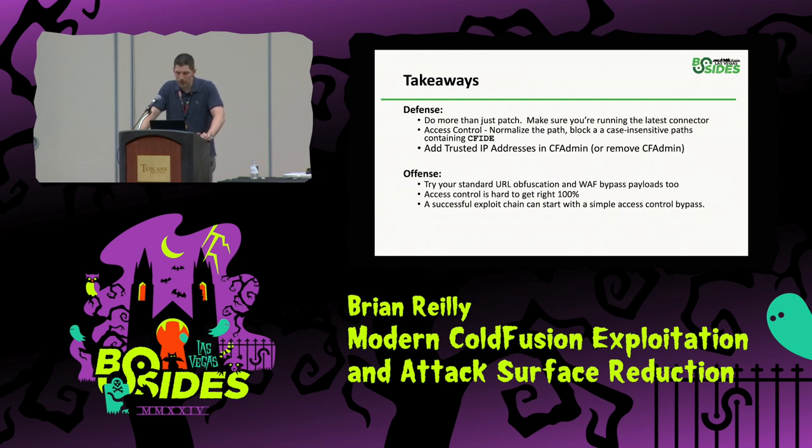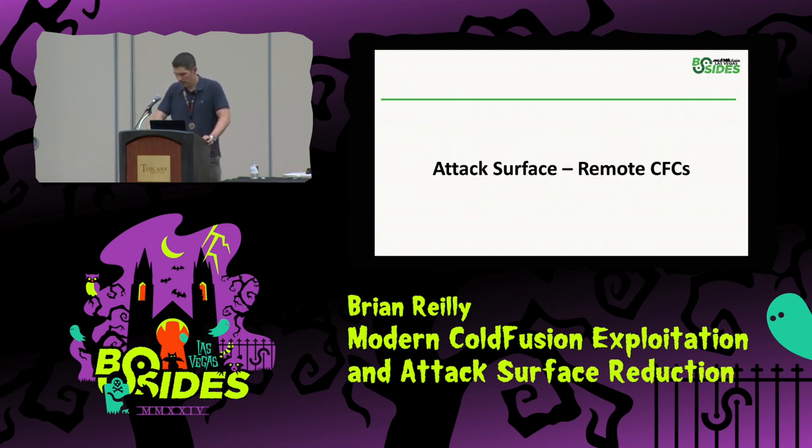If you're looking at this offensively, think about all the ways that you commonly bypass access control or a WAF rule. So URL obfuscation and URL modification. Simple modifications can often bypass access controls that may be out there. And then, like I said, a lot of times a successful exploit chain starts with a fairly simple access control bypass. Okay, moving on to remote ColdFusion components.